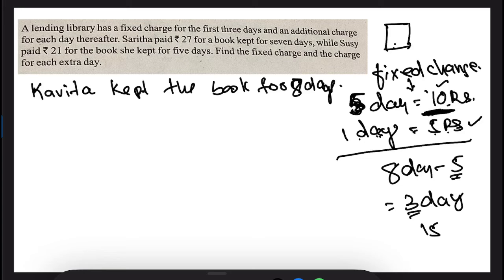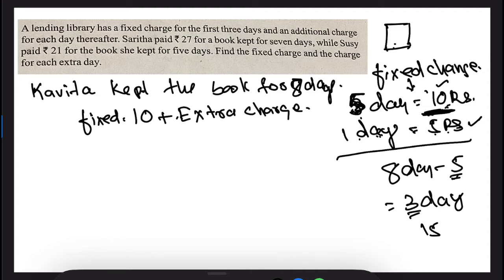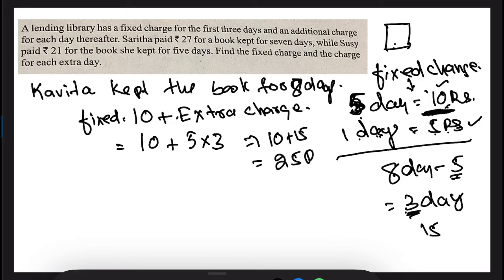That means for the first 8 days, how much? For the first 5 days she has to pay 10 rupees first. This is our fixed price, plus an extra charge. The extra charge depends upon the days. So 10 rupees plus an extra charge of 5 rupees for each day. How many days did she keep it extra? 8 minus 5 is 3 days extra. Then that will become 10 plus 15. So she has to pay 25 rupees.